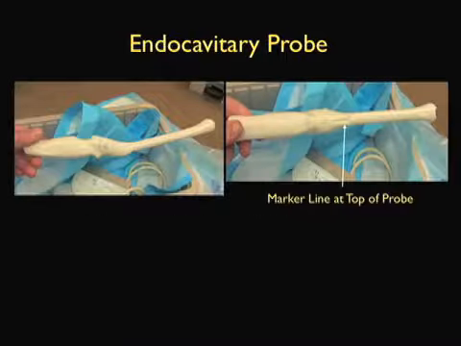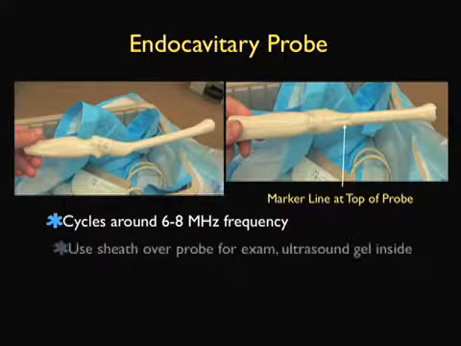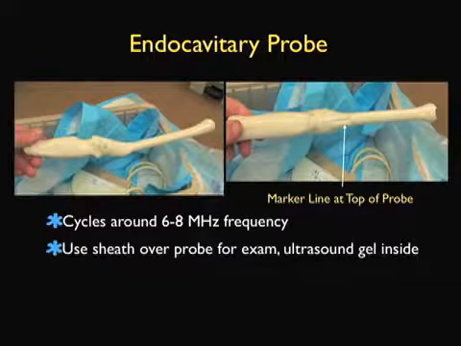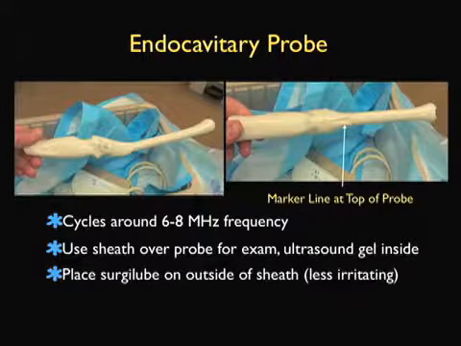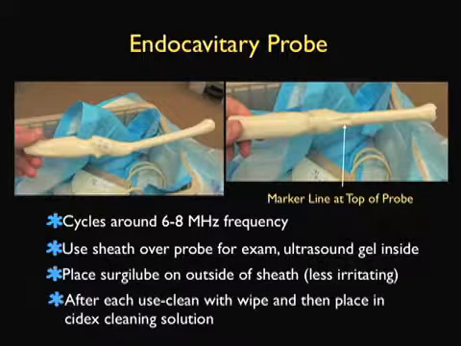Now let's turn our attention to performance of the transvaginal ultrasound exam. For this exam, optimal imaging of the uterus and adnexa will need an endocavitary probe, as shown in the images here at the top of the slide. This probe will cycle at a higher frequency than the probe used for transabdominal sonography, around 6 to 8 megahertz. We'll prepare our probe by using a sheath with ultrasound gel inside and Surgilube on the outside of the sheath, as it is less irritating for our patients.